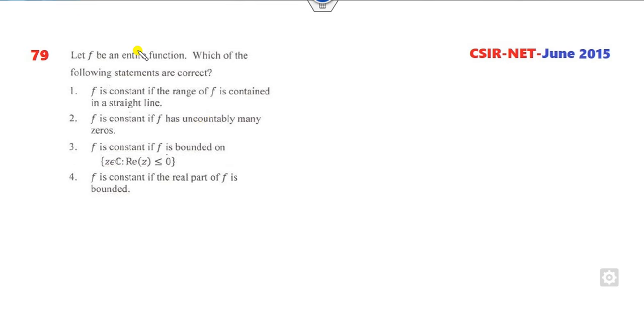F is an entire function, then which of the following statements is correct? So you can think about that again. Look at them one by one. First option, f is constant, so this is your target. Again, your function is entire, it is given to you. If you prove that either u or v is bounded, then it's a constant, otherwise a limit point.